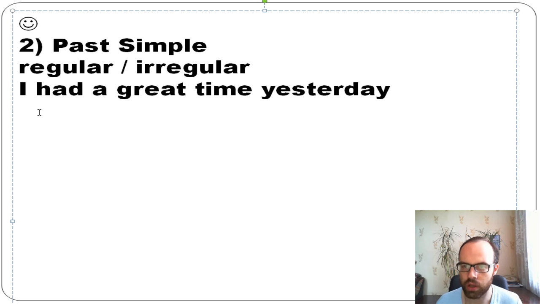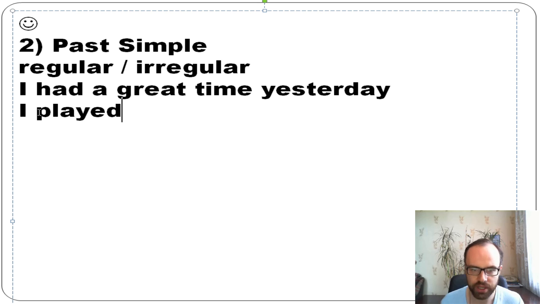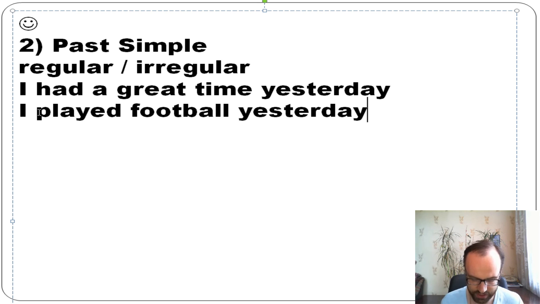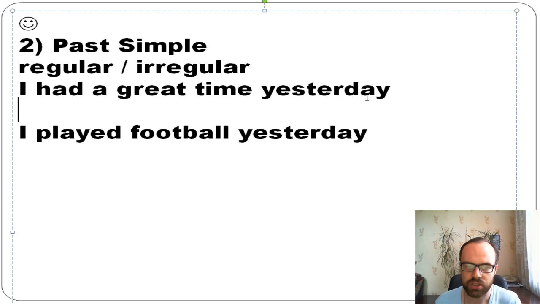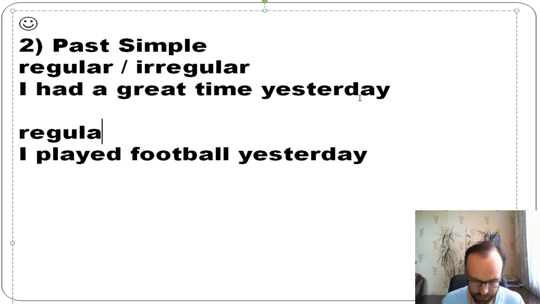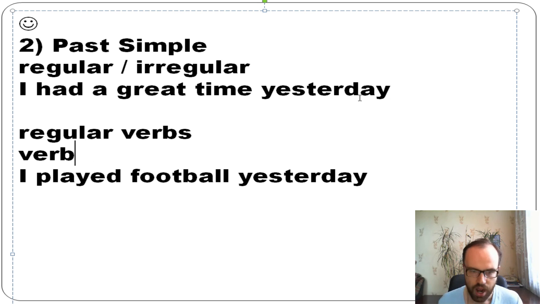I'll give you one more example. I played football yesterday. So, is this verb regular or irregular? It's easy to guess, because if we look at regular verbs, actually, we know how to form its forms.